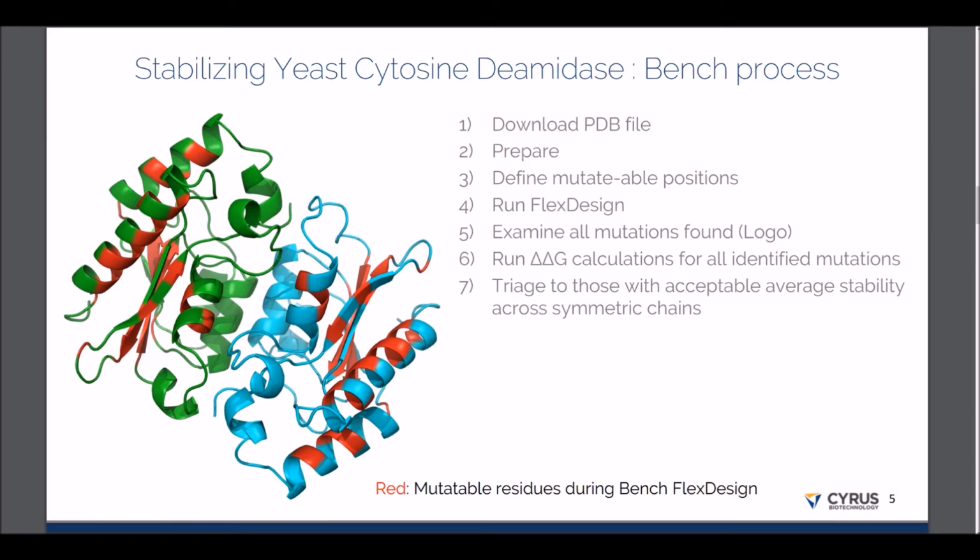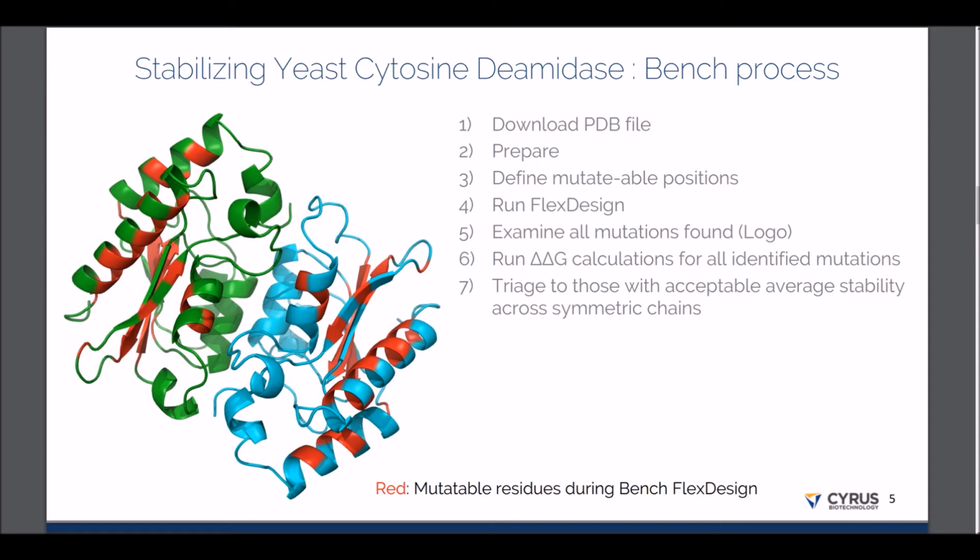Okay, so this slide is going to show the workflow that we're going to use. We'll get the PDB file from the PDB repository. We're going to clean that structure up using the prepare process in Bench. Then we'll define the positions where we're willing to consider mutations, as I described in the previous slide. Next, we'll run the flex design protocol within Bench. This is a sampling method that tries hundreds of thousands of changes to both sequence and local structure at the mutation site, looking for changes in the sequence that may result in a more stable structure.